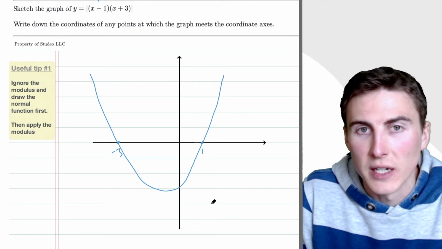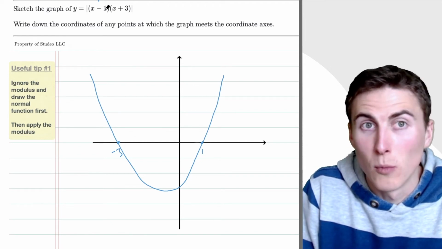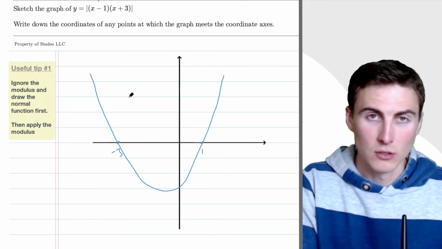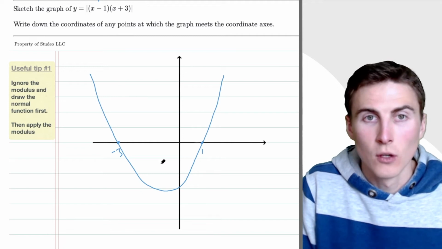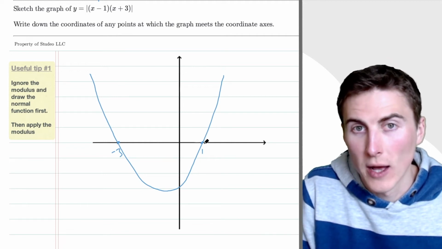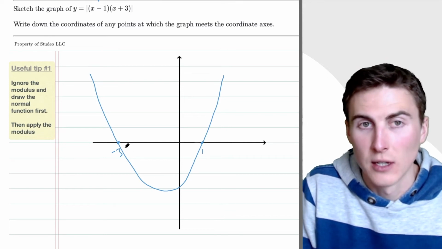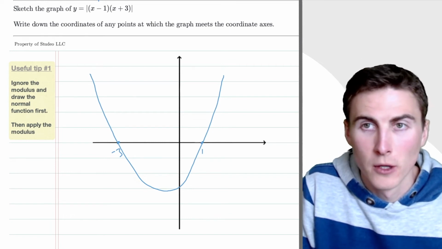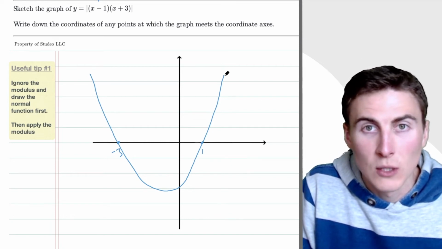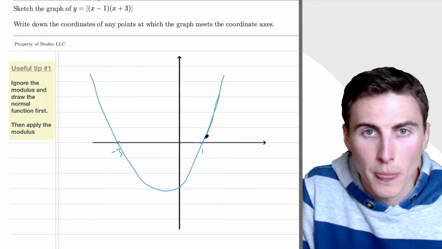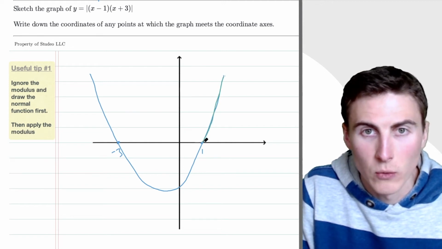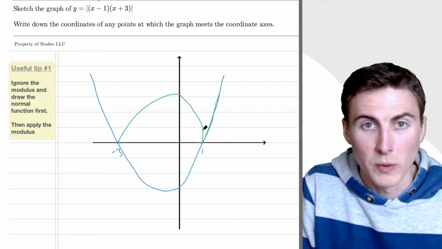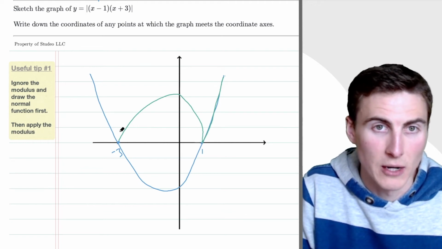Then what we have to do is consider what it's going to look like when the modulus is taken into account. What the modulus does, remember, is take any negative values and make them positive. So for this whole section here, where the graph is below the x-axis and all the y values are negative, these will have to be changed to positive. If we grab a different color pen, this bit here will still be the same, but for this bit here, it will instead go up like that.